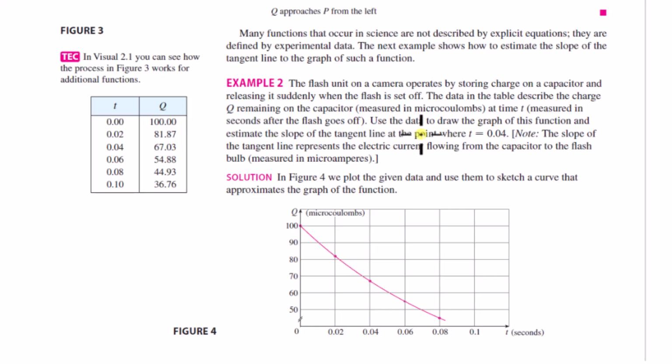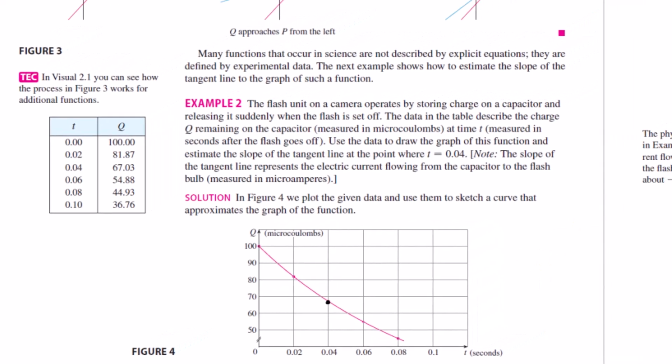So use the data to draw the graph of this function and estimate the slope of the tangent line at the point where t is equal to 0.04. Okay, so here they plot these different points and then connect the points with as smooth a curve as possible. And so if we're thinking about the slope of the tangent line to the curve at this point, what they do is calculate the slope of the line that connects point 1 and point 3, so time 0 and time 0.04. So that would be the slope of this line. Okay, and so that's what they do.